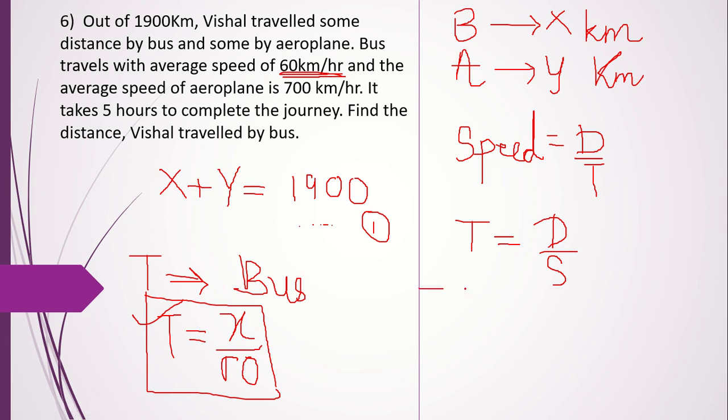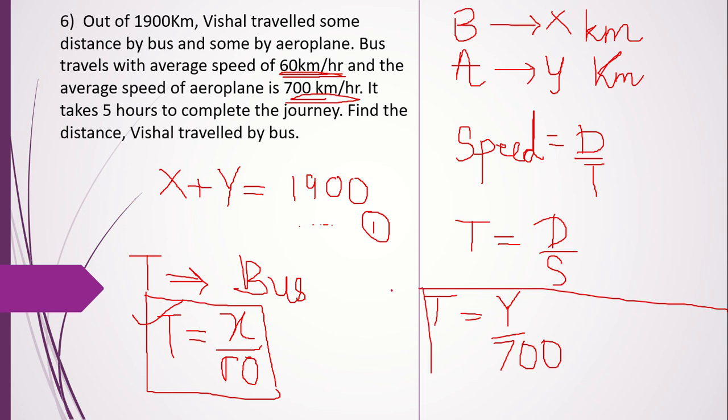And how much time did he take by aeroplane? By aeroplane he covered y distance, and the speed of the aeroplane was 700 kilometers per hour. So the time taken by aeroplane to cover y distance was y upon 700. Now what else is given?